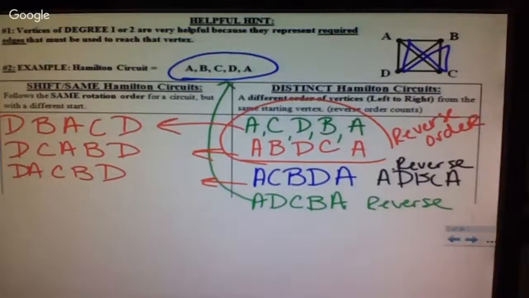And these are called shift or same Hamilton circuits because it still goes in the same order that you originally had. You just have a different starting spot. So, in other words, instead of starting at home, you started your trip at Walmart. Instead of starting at Walmart, you started at Burger King. Okay. So, all you did was change where you start.